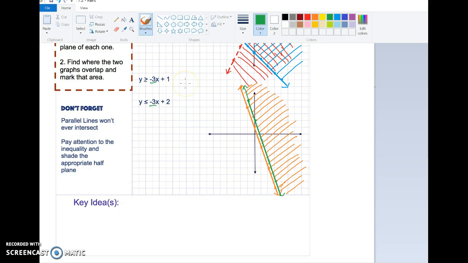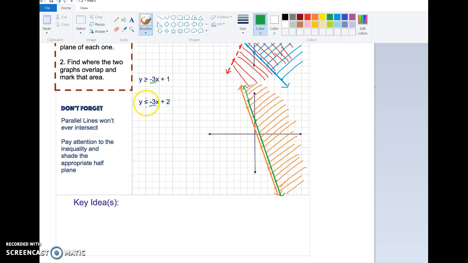Let's go ahead and finish graphing this. Remember that parallel lines, when they are graphed and we're looking for an intersection where the two lines intersect in a system of equations, we'll never get a solution. But let's see if we can get a solution when we're talking about inequalities. So this second inequality that I've just graphed the boundary line for is y is less than or equal to negative 3x plus 2. I need to go ahead and do my shading.